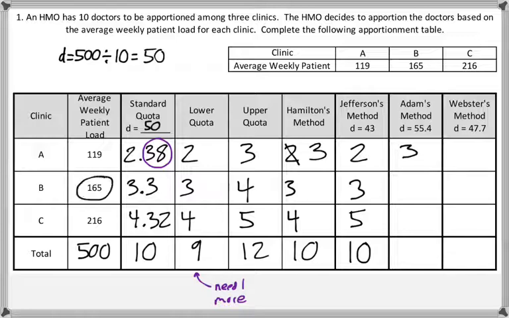If we take 165 divided by 55.4, we get 2.97. So rounding that up gets us 3. And then lastly, if we take 216 divided by 55.4, we get 3.89. So rounding that up gets us 4. And if we add these up, we get 10. So by Adams' method, we give Clinic A 3 doctors, Clinic B 3 doctors, and Clinic C 4 doctors.